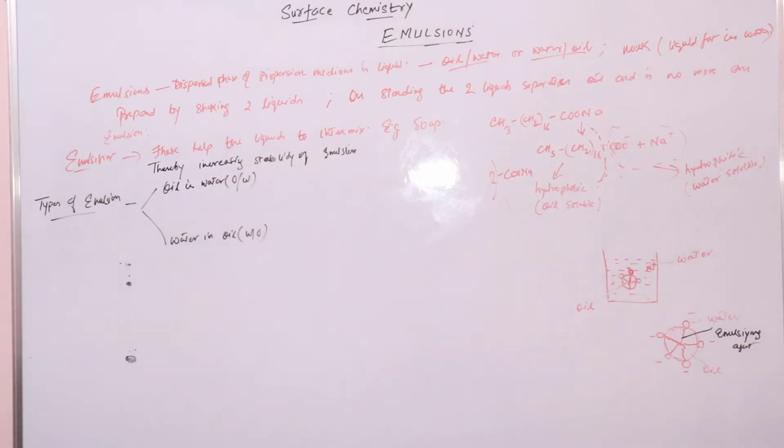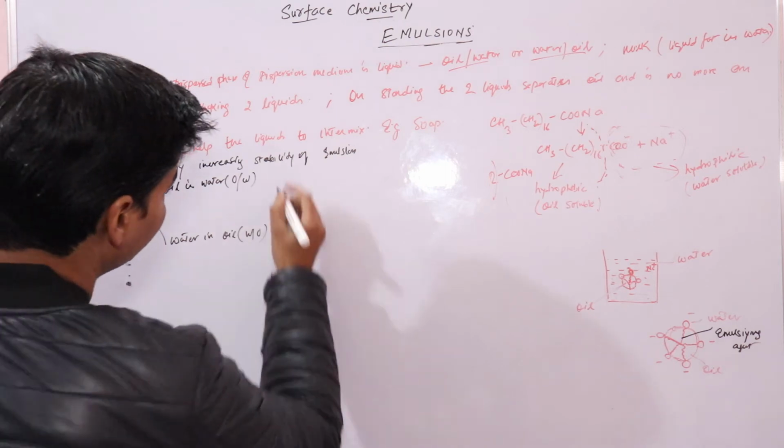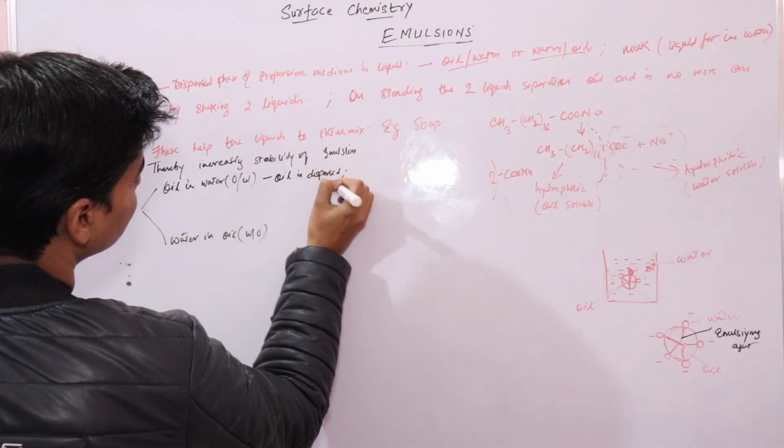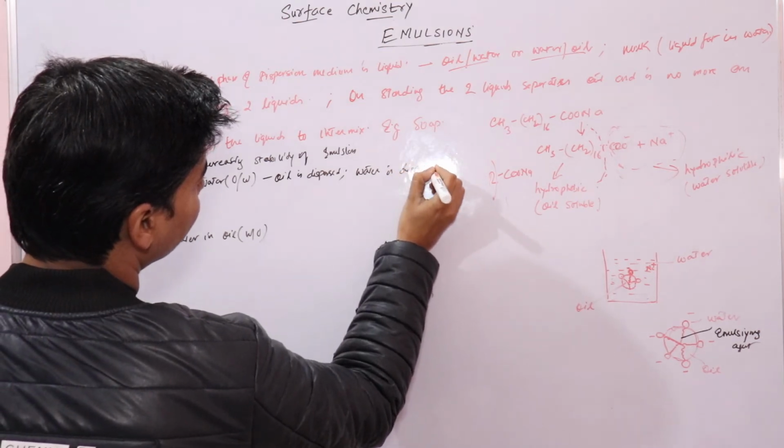Now the type of emulsion depends on which one of these two, oil or water, we are taking in excess. The emulsion in which oil is the dispersed phase, here the emulsion which is oil in water, here oil is the dispersed phase, and water is the dispersion medium.